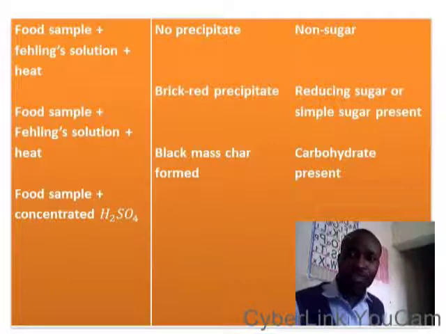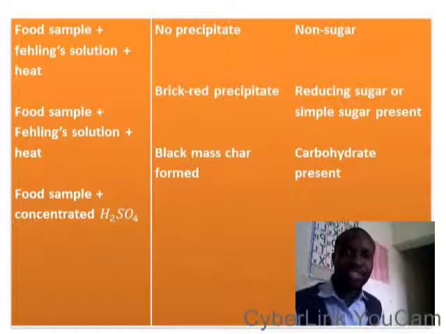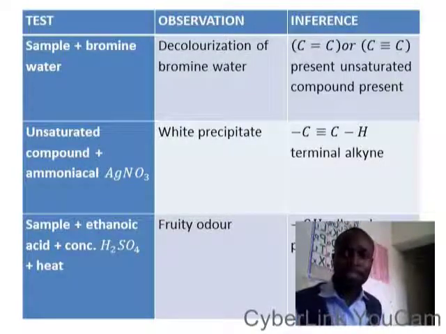Now, food sample plus Fehling's solution plus heat. If there is no precipitate, it is a non-sugar food. Food sample plus Fehling's solution plus heat, brick red precipitate, a reducing sugar or a simple sugar is present. Food sample plus concentrated H2SO4, black mass formed, carbohydrate is obviously present. Test, observation and inference continues. And as you learn these ones, please, the last video is very important for you to learn.